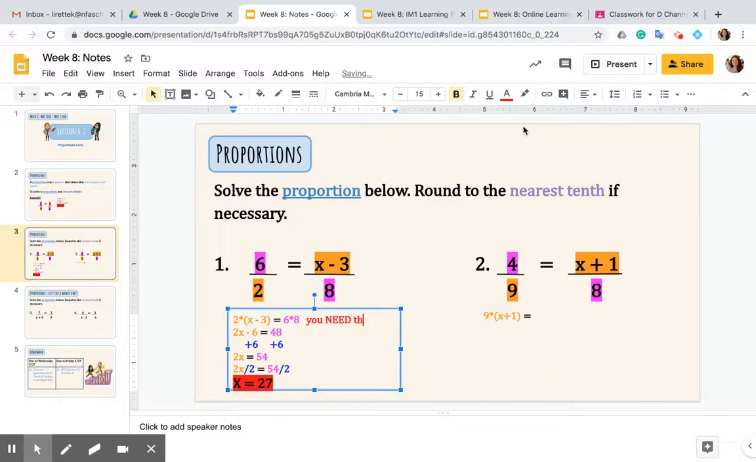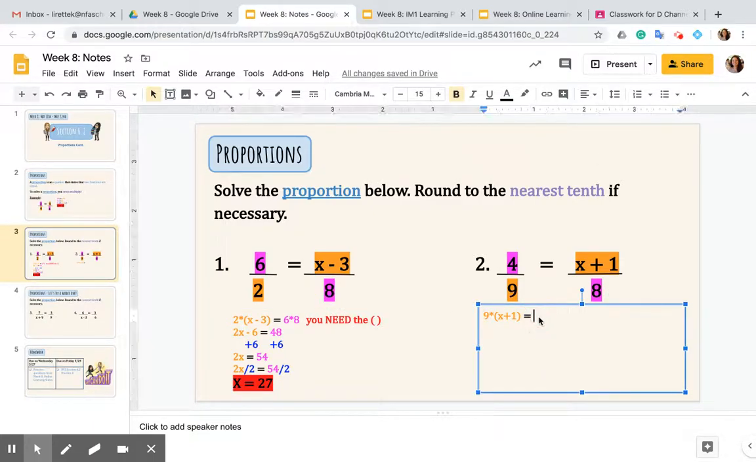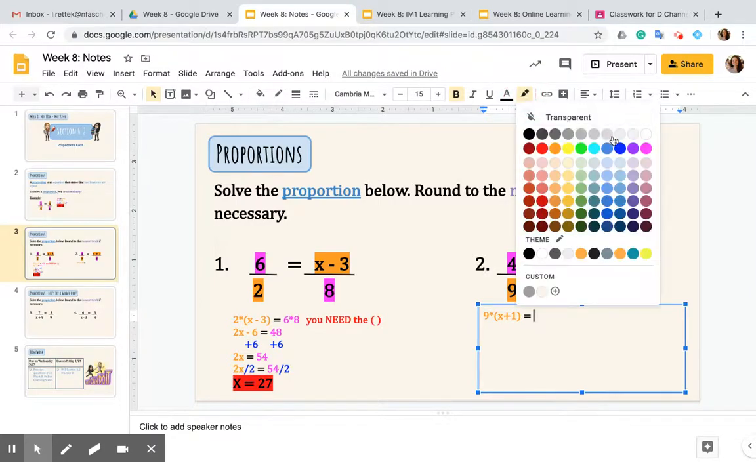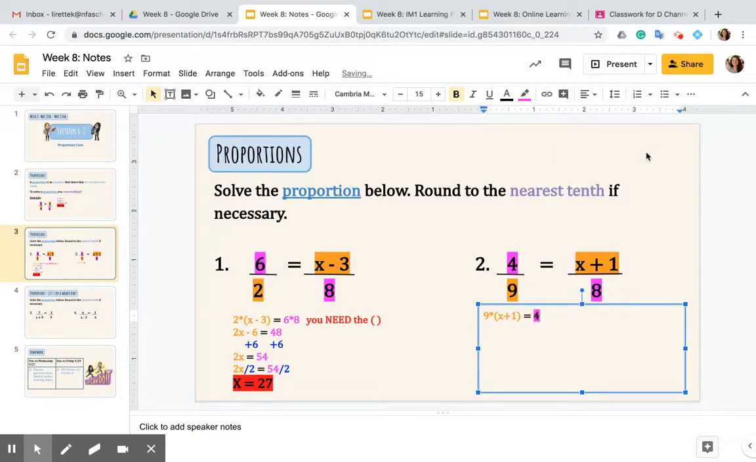You need the parentheses, okay? You need them. You absolutely need them. So I've got my orange terms good to go. Let's go ahead with the pink. 4 times, I don't want to highlight it. I want the text to be pink so it matches the way the other side's written. 4 times 8 is going to be the other.